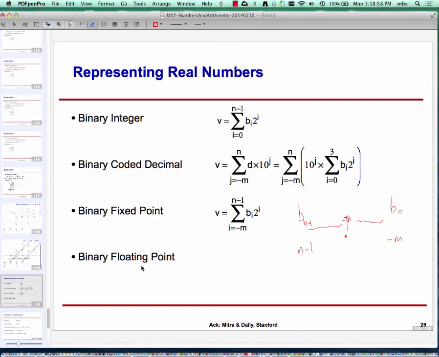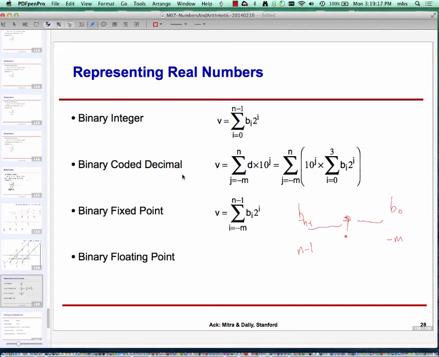Binary floating point, on the other hand, will have a mantissa multiplied by 2 to the power of an exponent. I'm going to represent the number as this mantissa value and an exponent value. Integers, we already saw. And then there is also something called binary coded decimal.